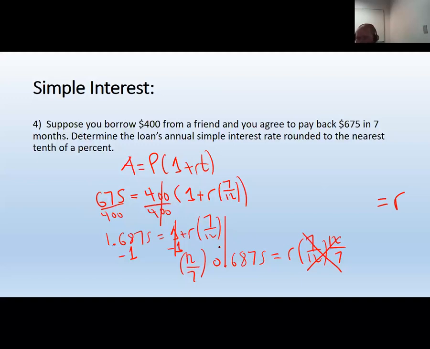And so if I put this in my calculator, I end up with 1.1786, but we need to have that as a percentage, and the way to convert a decimal to a percentage is to multiply by 100. And so if we multiply that by 100 and round to the nearest tenth, we get 117.9%. That would be the interest rate on this particular loan.